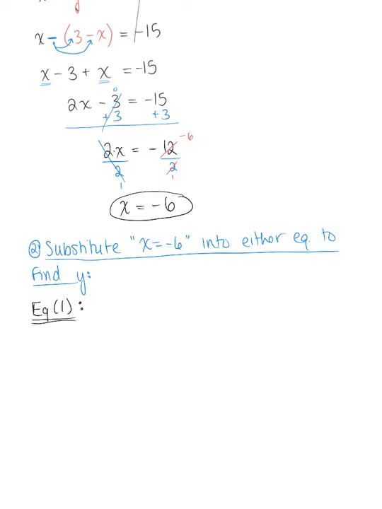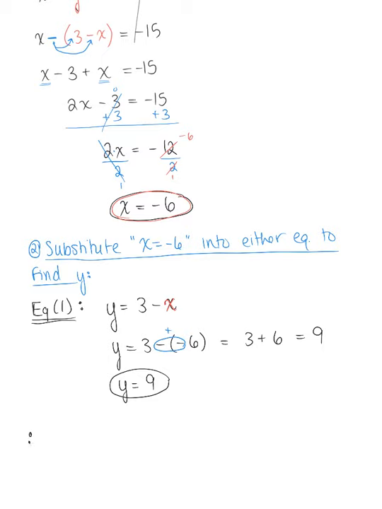Remember, equation 1 is nice because we rewrote that at the beginning to be y is equal to 3 minus x. So we're going to replace this x with the x that we just found, negative 6. So this becomes y equals 3 minus a minus 6. Negative multiplied by a negative becomes a positive, which will be 3 plus 6, which leaves us with 9. Therefore, we have the corresponding y-coordinate: y is 9.